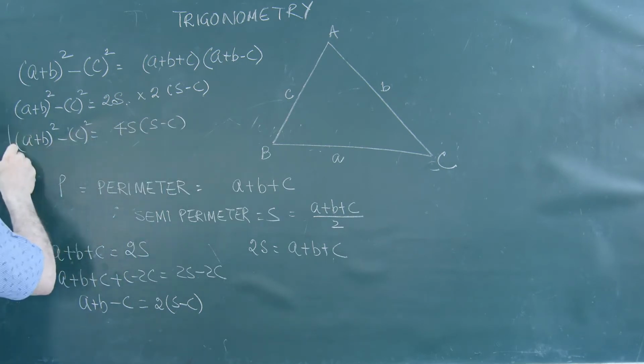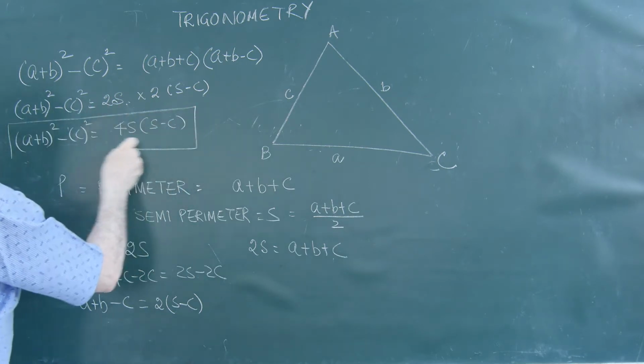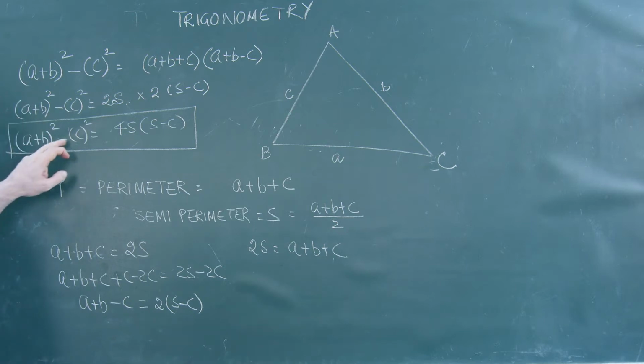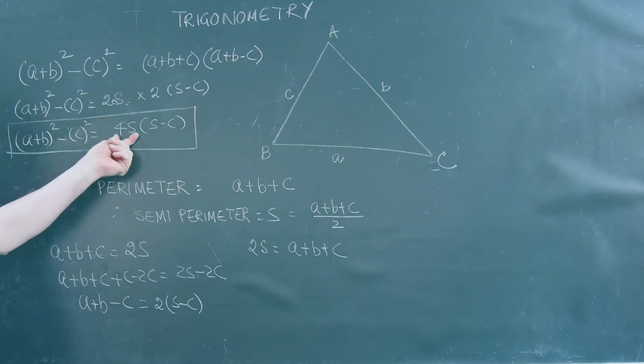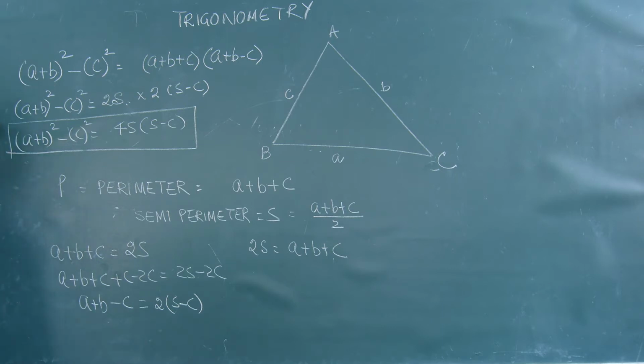So sometimes when you come across a plus b whole square minus c square, it can be replaced by 4S into S minus c, where S is the semi-perimeter. And if it is something else, instead of c, like I said, you can take 2b or 2a depending upon the situation. But this is just a basic understanding for this. Now let us see how to calculate the area of a triangle.